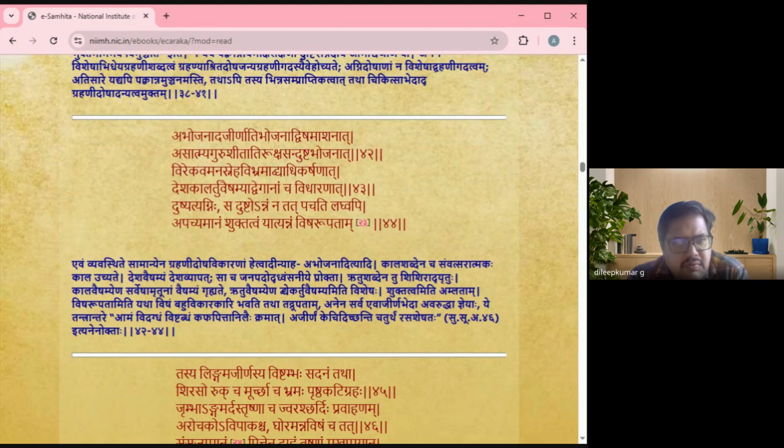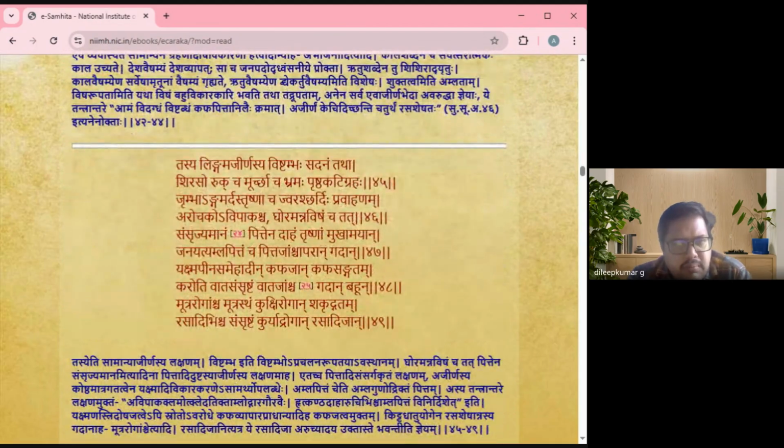This undigested food will transform into Shuktatvam, acidification, fermentation. Visharupatvam. It will develop into Ama Visha or Visha. So abnormal digestion or indigestion will result in Shuktatva. Shuktatva will result in Visharupatva.